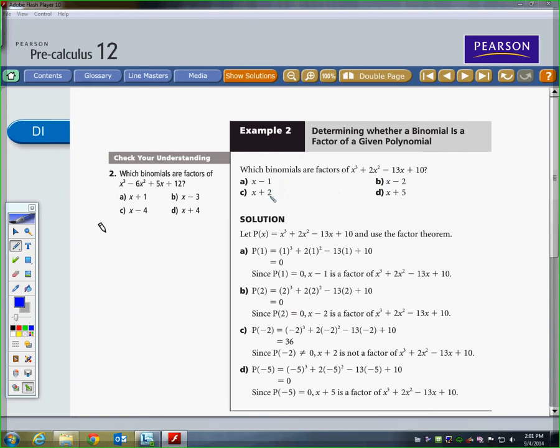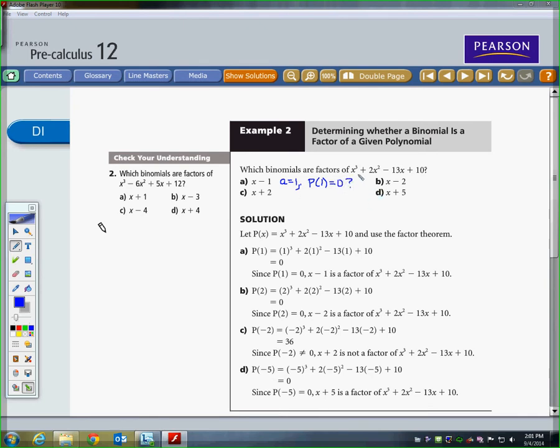Is x plus 2 a factor? Is x plus 5 a factor? So the way you do this, using our remainder theorem, is you say, okay, in this one, a is equal to 1. And then really the test is, is p of 1 equal to 0?